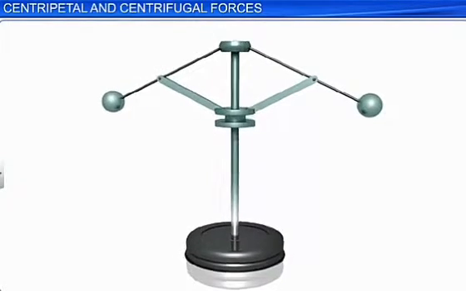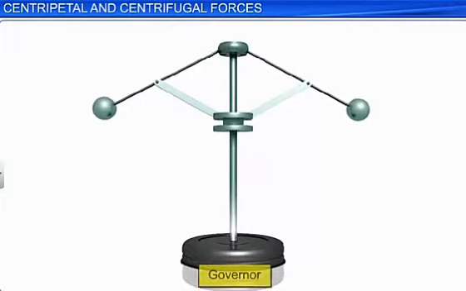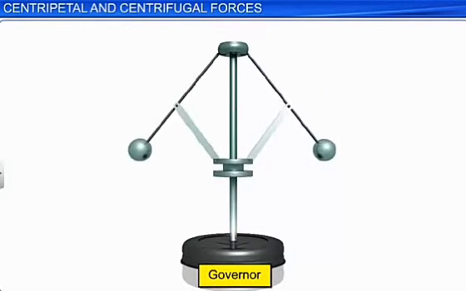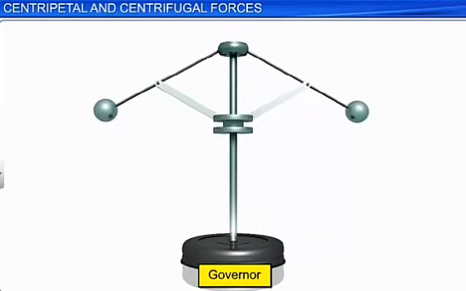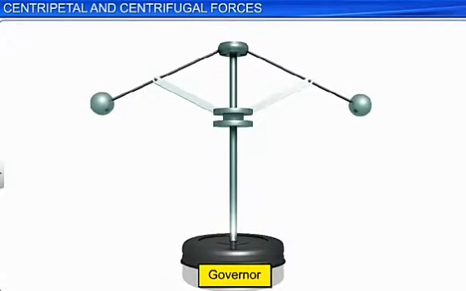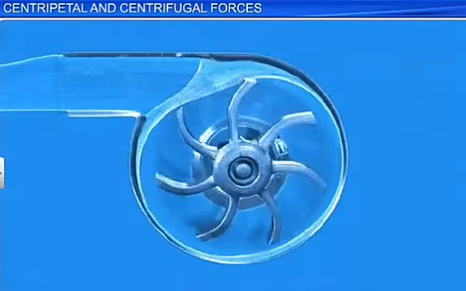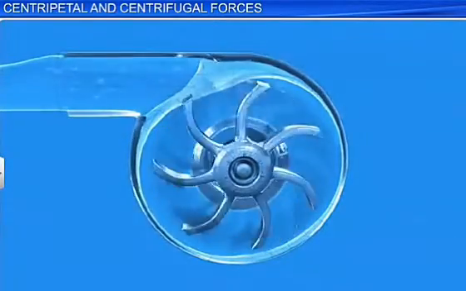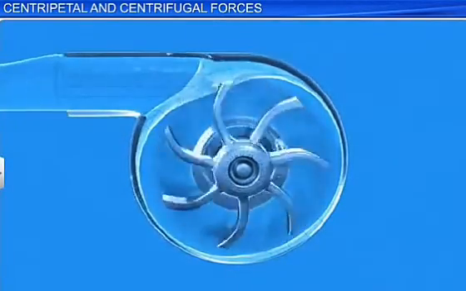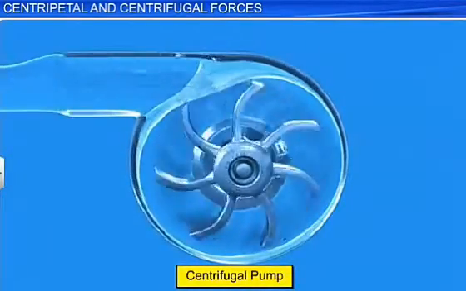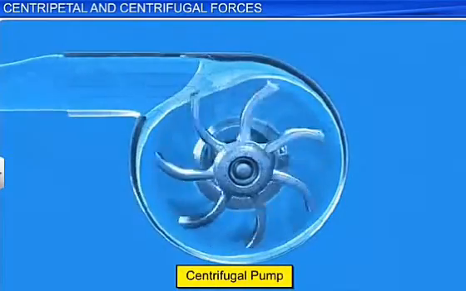Another device that works on centrifugal force is the governor of a heat engine. This device is used to control the speed of an engine by controlling the amount of fuel injected into it. Large quantities of liquids at low pressure can be moved through pipes using a device called the centrifugal pump. Centrifugal force is also used in blowers.